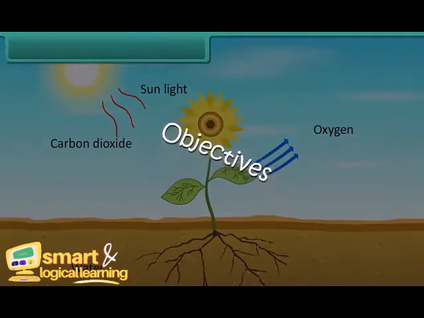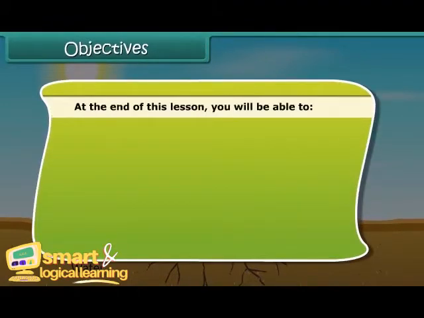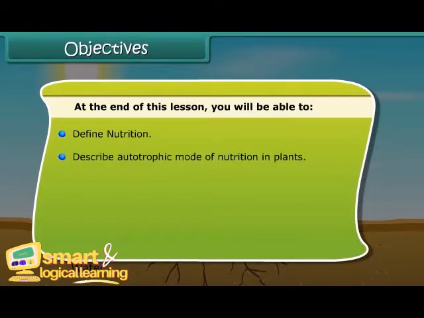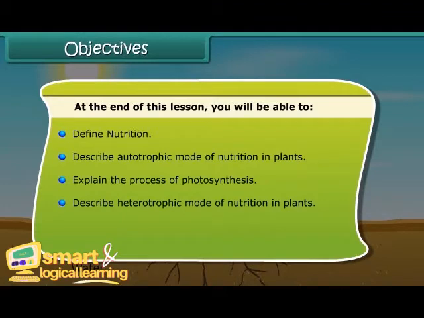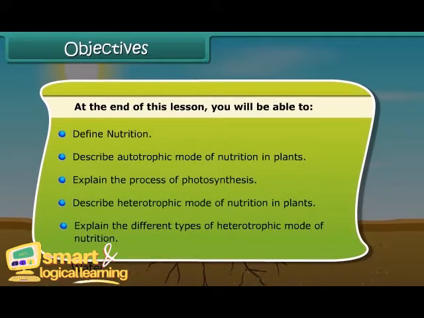Objectives. At the end of this lesson, you'll be able to define nutrition, describe the autotrophic mode of nutrition in plants, explain the process of photosynthesis, describe the heterotrophic mode of nutrition in plants, and explain the different types of heterotrophic mode of nutrition.